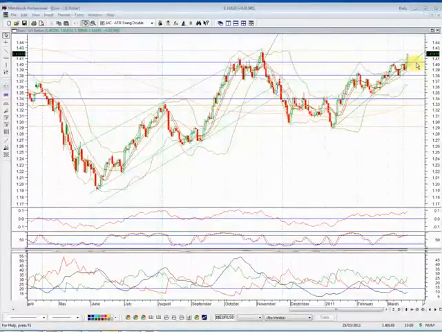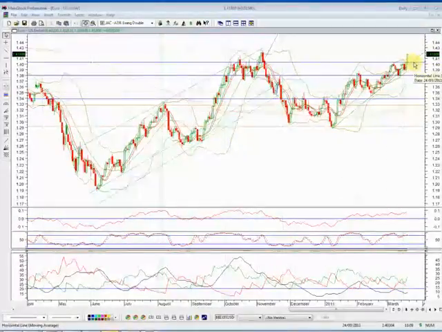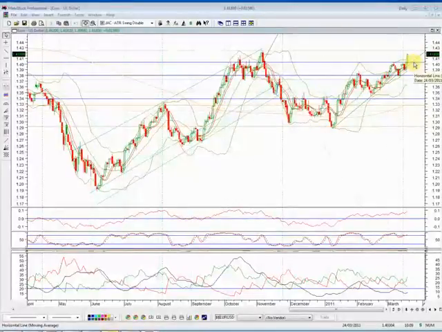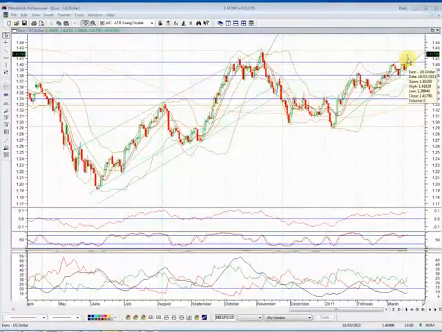And I told you yesterday that I had two limits: the lower limit here around 1.38 and the top limit here around 1.4030. And we broke that upper limit today.